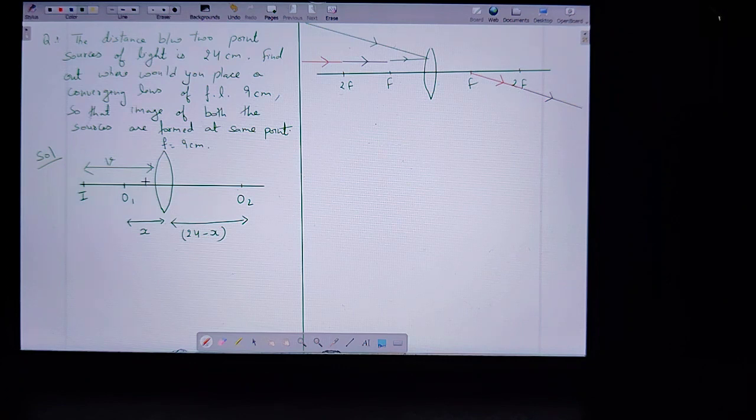We have to find out the position of the point sources, the distance between the 2 points. So find out where you would place them. That means you have to find out x and 24 minus x. Just solve it now.